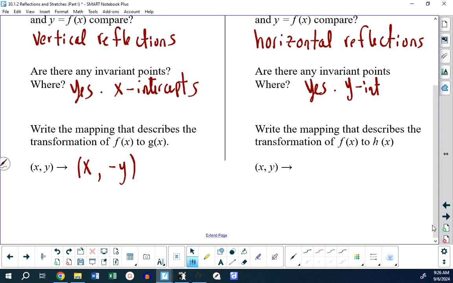And the mapping here is that x becomes negative x and y stays the same. Now, it's possible that you reflect vertically and horizontally, in which case x gets multiplied by negative 1 and y gets multiplied by negative 1. So let's do a quick summary here of what we've learned, and then we have a few examples to do.